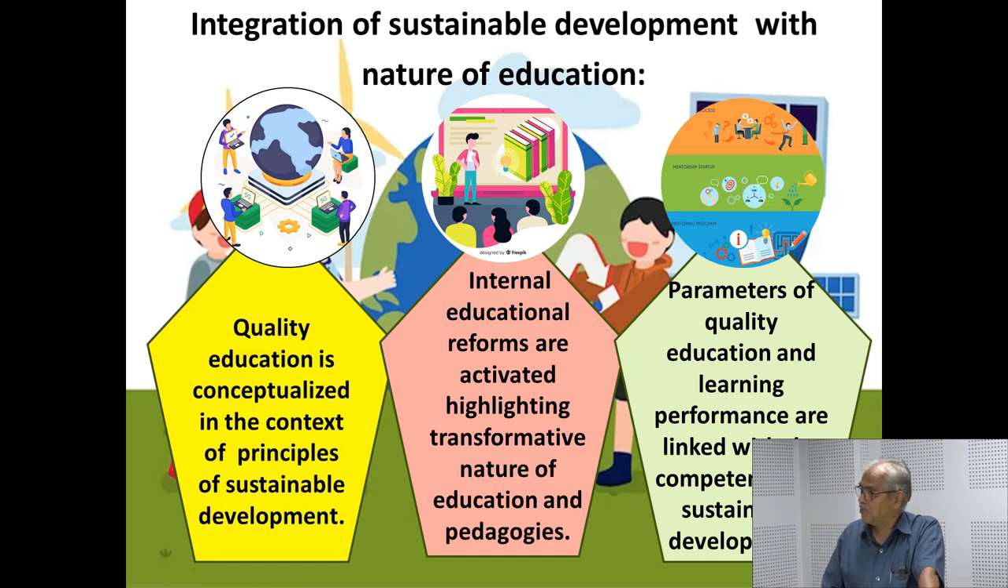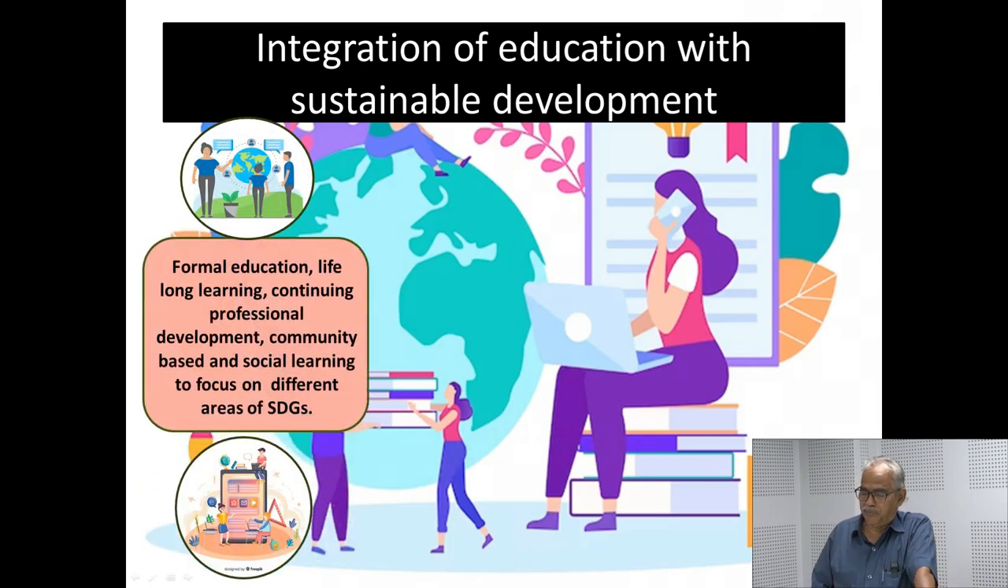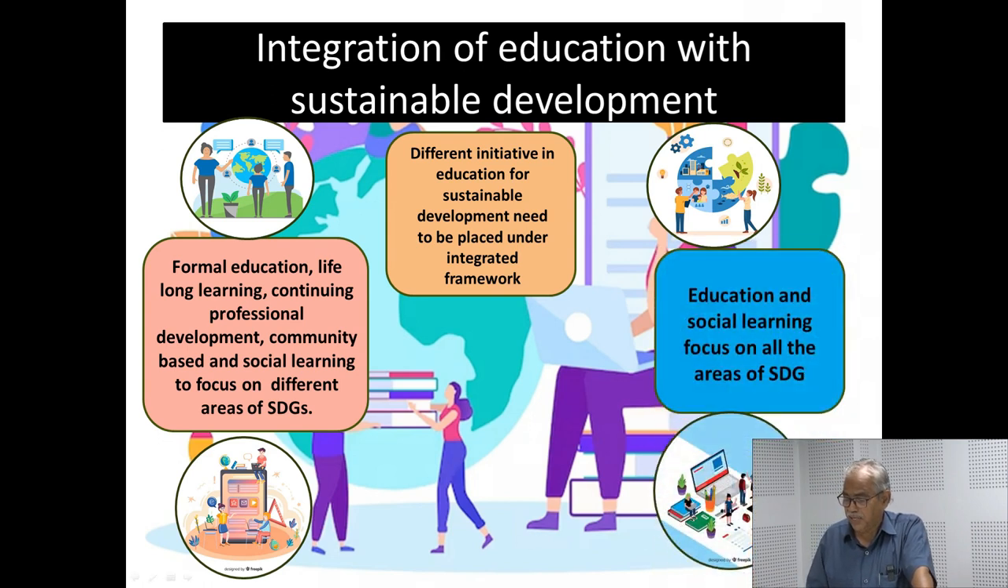So the parameters of quality education and learning performance are linked with competencies of sustainable development. So integration of education with sustainable development must focus on formal lifelong learning and continuing education for professional development of people, community-based social learning, focusing on all the areas of sustainable development. Different initiatives in education for sustainable development need to be placed in a very integrated framework. So we are talking about multidisciplinary curricular practices and multidisciplinary, transdisciplinary curriculum in school systems.